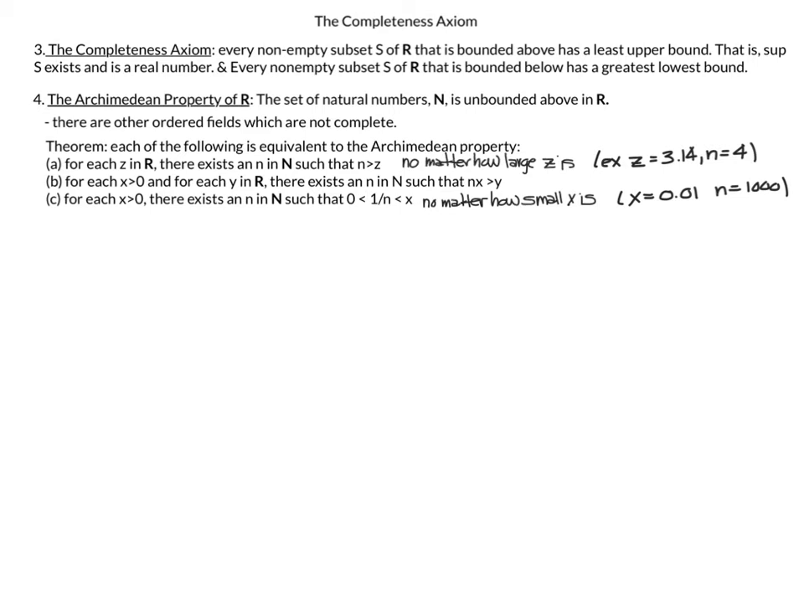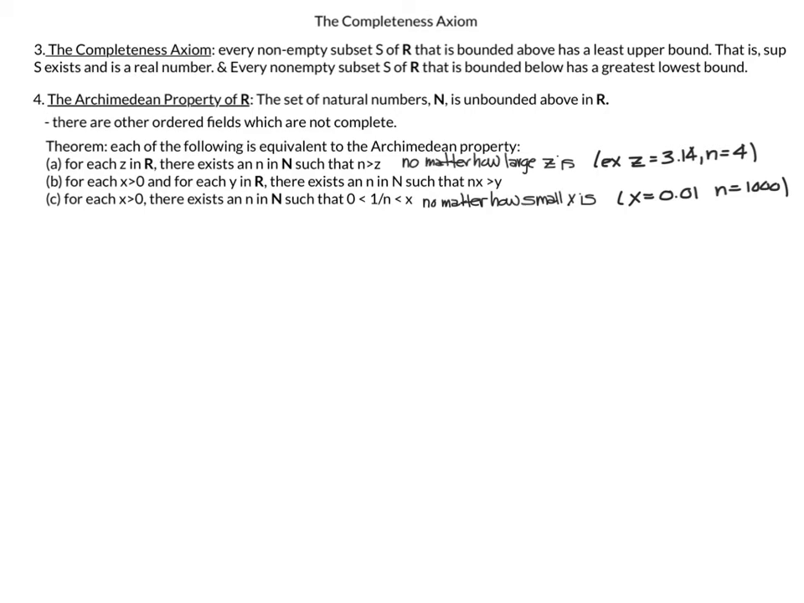Part B, for each x greater than 0 and for each y in R, there exists a natural number n such that n times x is greater than y. And last, for each x greater than 0, there exists a natural number n such that 1 over n is greater than 0 and less than x, no matter how small x is. So x could be 0.001, and then you could say, oh, well, then I just need a larger n, which is maybe 1,000.